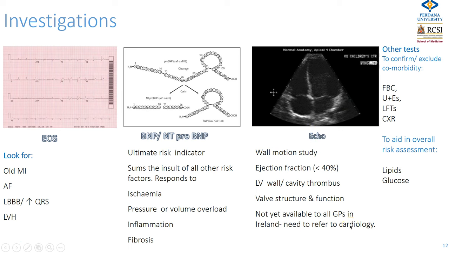It's available in the UK through direct access, but generally speaking, in other countries, one has to refer the patient to a cardiologist. Now, there are other simple tests that can also be very useful to exclude the often confounding illnesses that can give rise to some of the symptoms. For example, a full blood count for anemia, UNEs for renal impairment, LFTs as a baseline, and a chest x-ray if there's any suggestion of underlying respiratory disease.